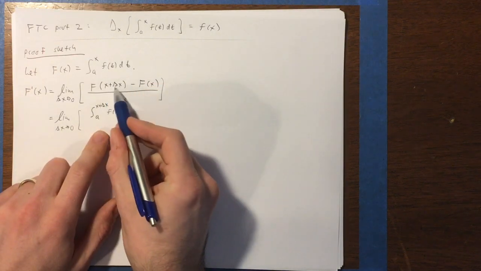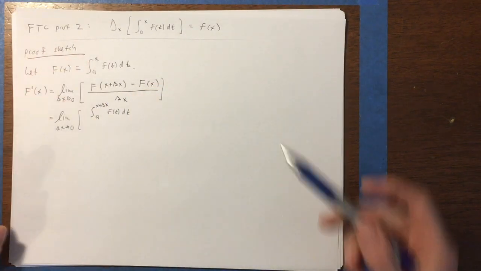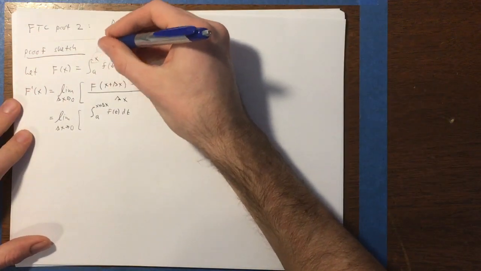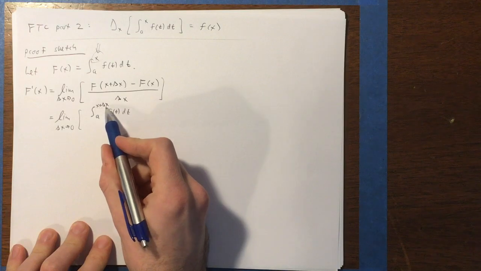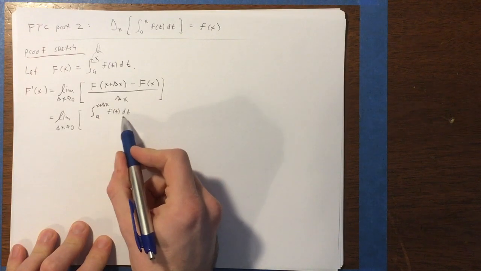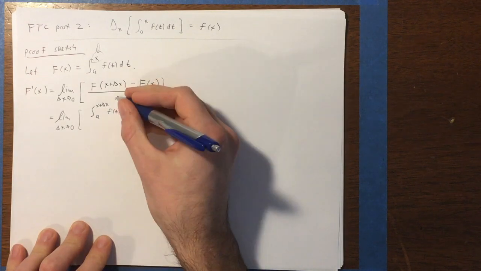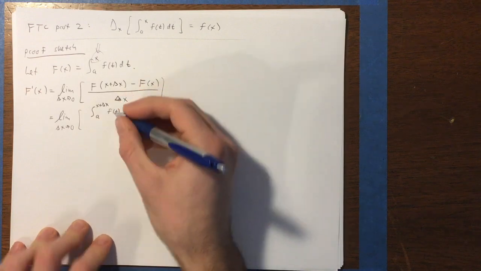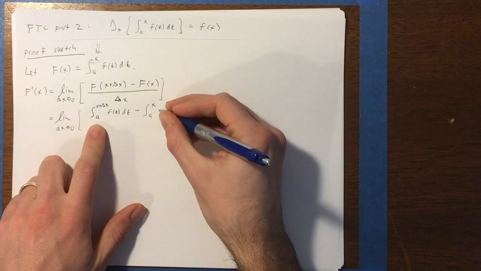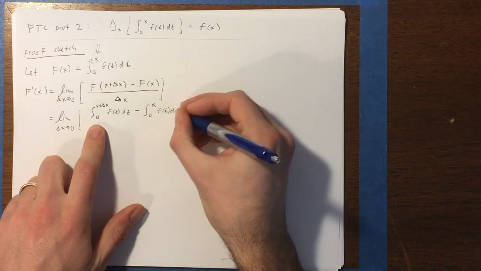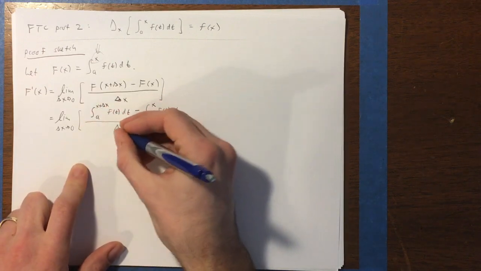So that's taking the x plus delta x and sticking it into this function. The place you put it is right here, in the upper limit of integration. So we have a up to x plus delta x. This is still f of t, because this is just the function that we're accumulating under. And so you've got that integral minus the integral from a up to x of f of t dt, and then all over delta x.